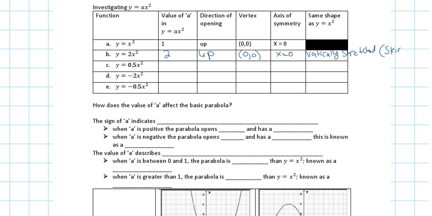What's the value of A here? 0.5. Which direction was it opening? What was the vertex? What was the axis of symmetry? X equals 0. And then it is vertically compressed. So in this case, it was wider.